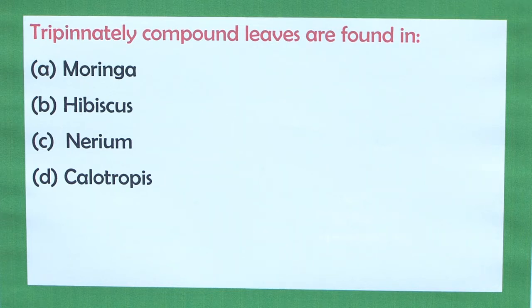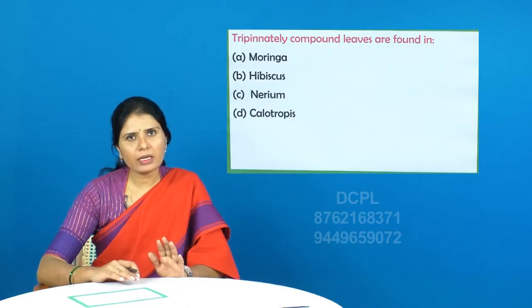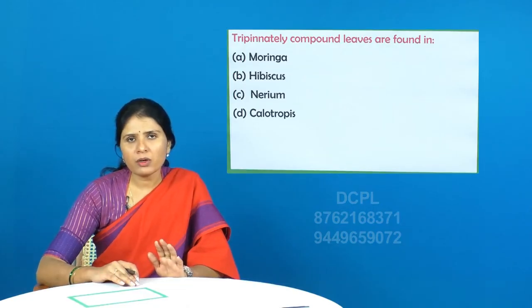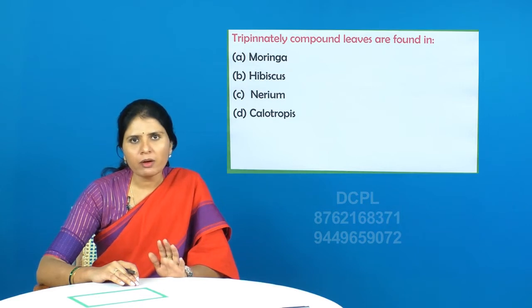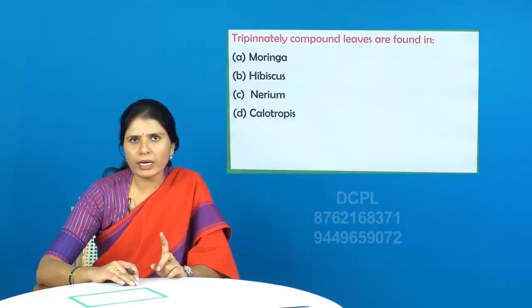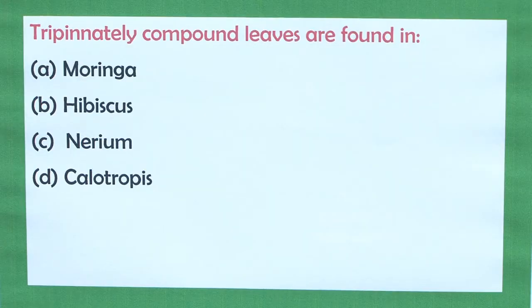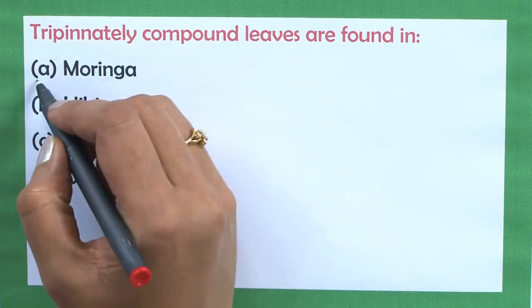Coming to Calotropis, it is again not an answer because it is not a compound leaf, but however it shows an opposite decussate arrangement of phyllotaxy. So, the best answer is Moringa, which shows a tripinnately compound leaf wherein the primary rachis is differentiated into secondary and tertiary rachis. So, the appropriate answer is Moringa.